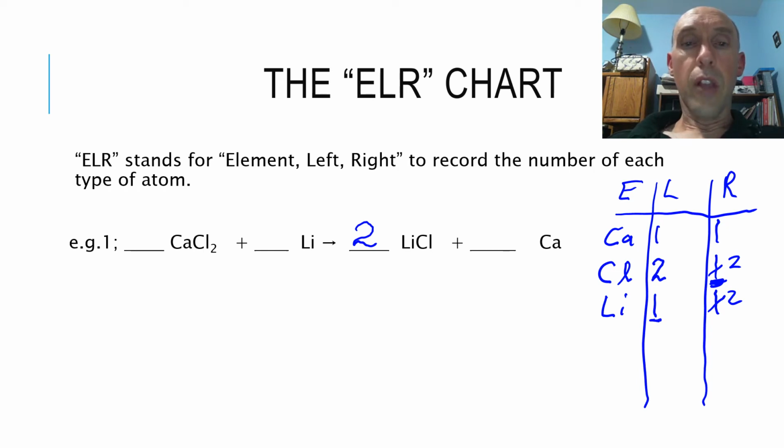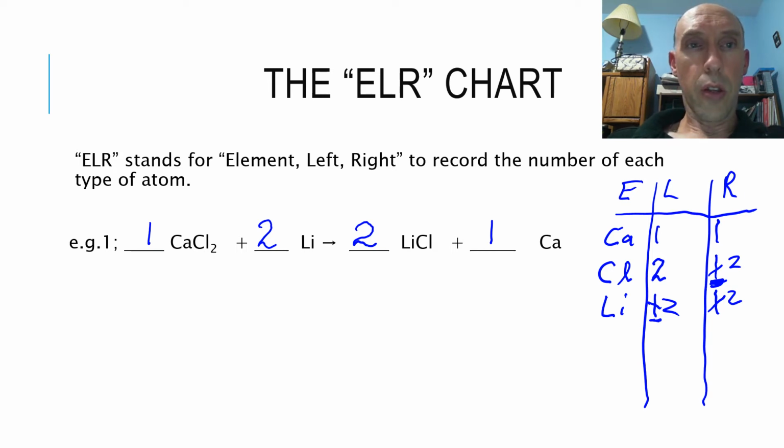Lithium on the left-hand side is just the element lithium. It's all by itself. These are really nice because then I can put a 2 there, and 2 times the 1 lithium is 2. And so now I've got 1 calcium on the left and right, 2 chlorine on the left and right, 2 lithium on the left and right. This is what we call balanced, and as soon as I've got it all balanced, I go back and fill in all my extra blanks with a 1 to show that the coefficient for each of those happens to be a 1. And so this is fully balanced.